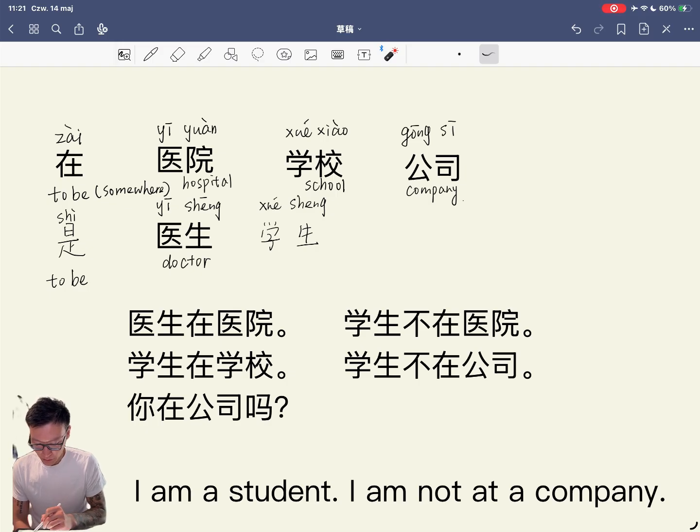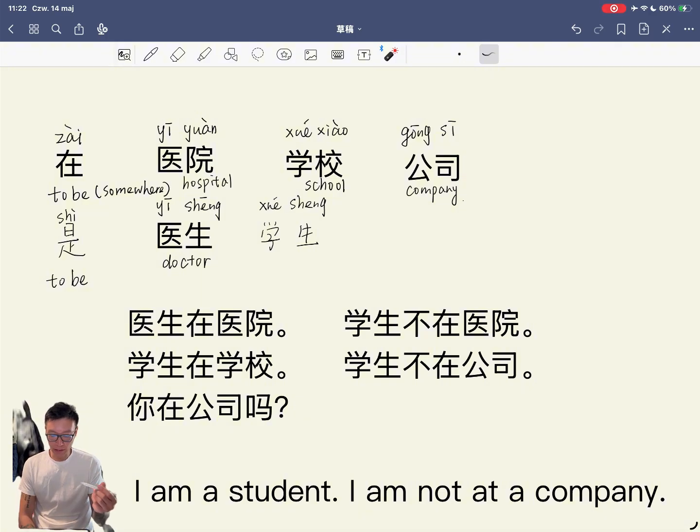Now, next one. 学生在学校. 学生 student, 学校 school, they have the same character 学 which means study. So that's why both of the words have the meaning of studying this concept, right? And 在 is used in front of 学校 because 学校 is a place. So 学生在学校. It means the student is at school.